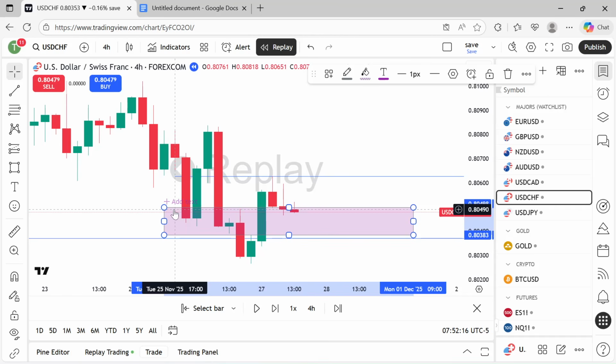Whenever I get that daily failed two, and then I go to the 4 hour and I see I have this shift. What constitutes a shift? Well, you need a few things for a high probability shift.